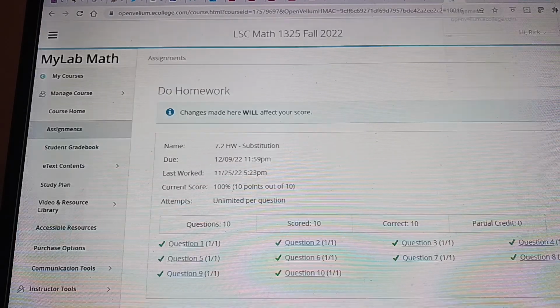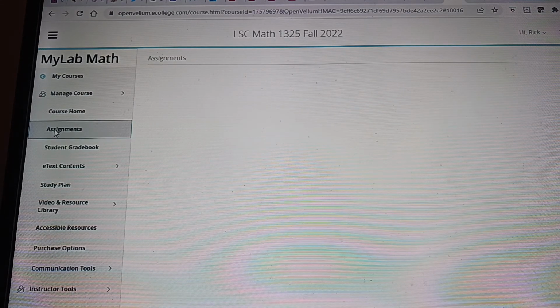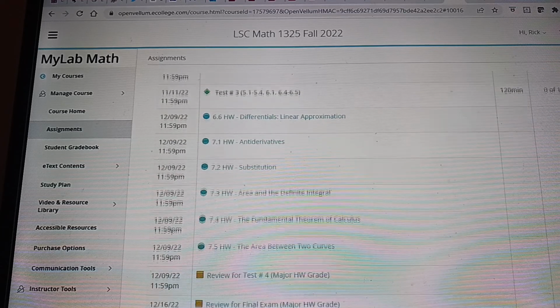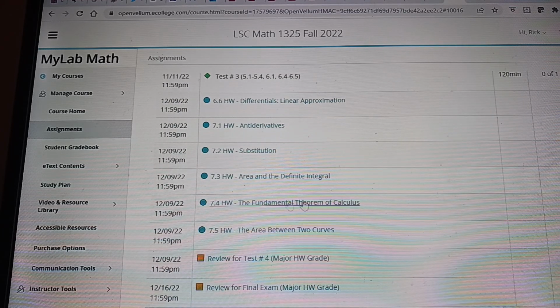So now, 7.3. 7.3 is leading up to what we do in section 7.4.